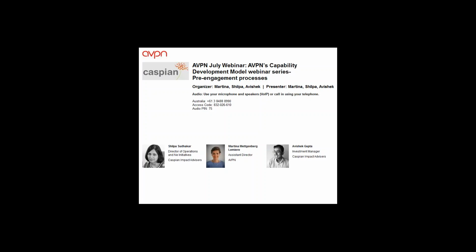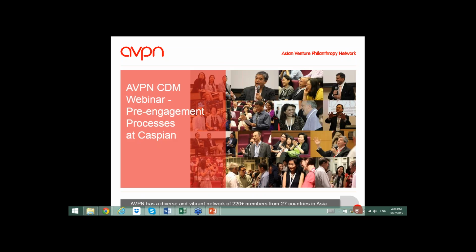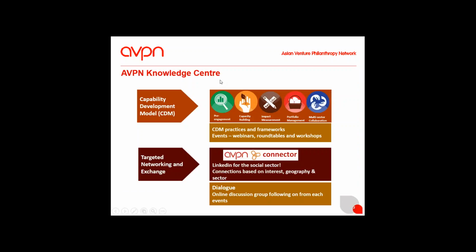Thanks. To begin with, I wanted to set the context for this webinar. The Knowledge Center was launched to pull together practices of our members and enable learning. Some of you will have visited us at the 2015 conference in the Knowledge Showcase. We pull together knowledge in 2 ways, with the capability development model and through the AVPN connector. The CDM captures venture philanthropy in 5 practice areas, ranging from pre-engagement over capacity building and impact assessment to portfolio management and finally multi-sector collaboration.